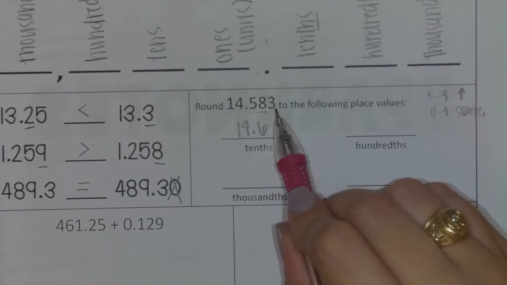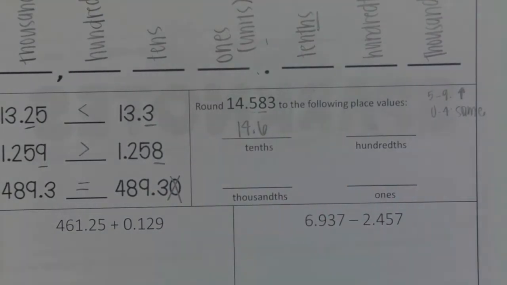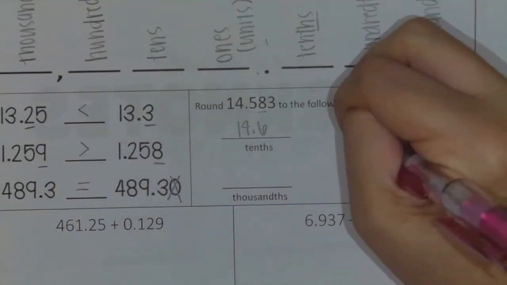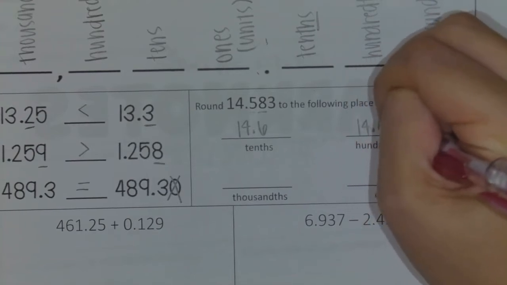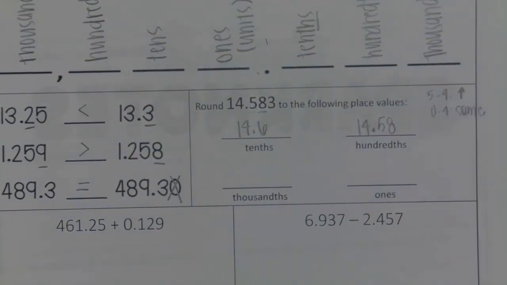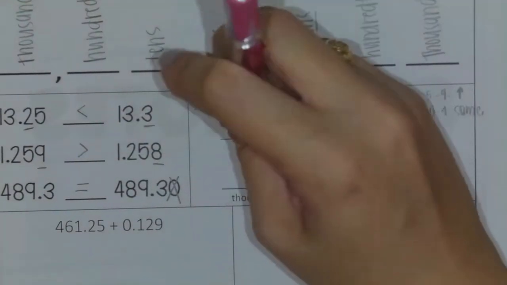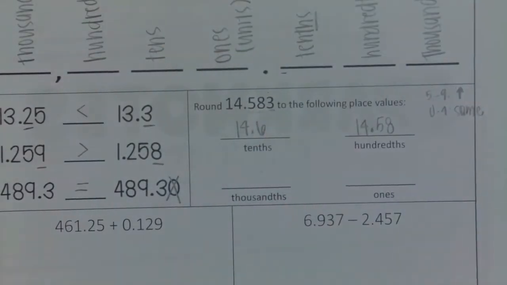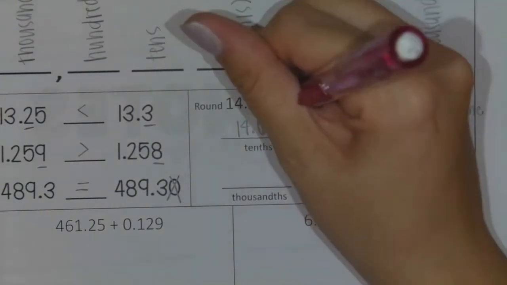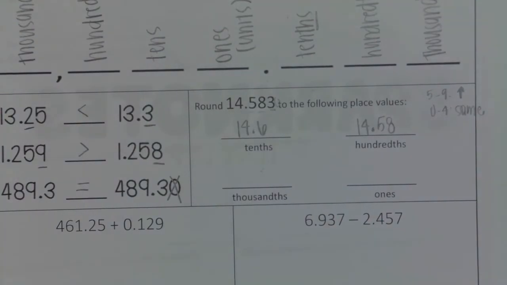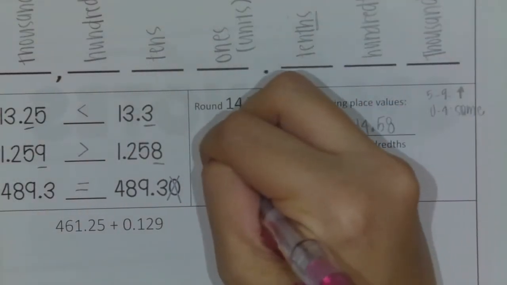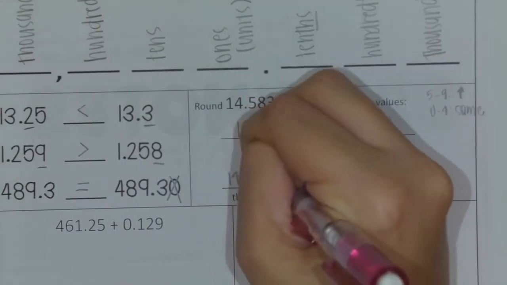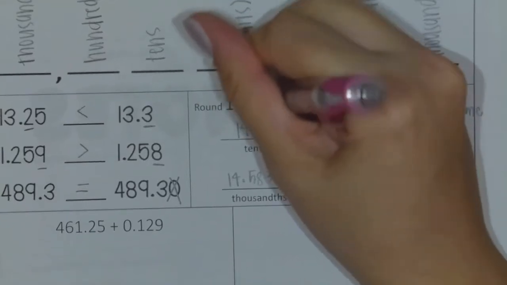To the right is a 3. So since it's between 0 and 4, it's going to stay the same. So this is going to be 14 and 58 hundredths. The thousandths, I have a 3 in the thousandths place right now, and there's nothing to the right of it, which means that really there's a 0 to the right of it. 0 tells me to stay the same, so it's 14 and 583 thousandths.